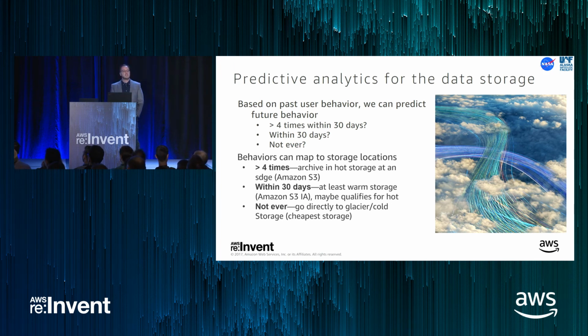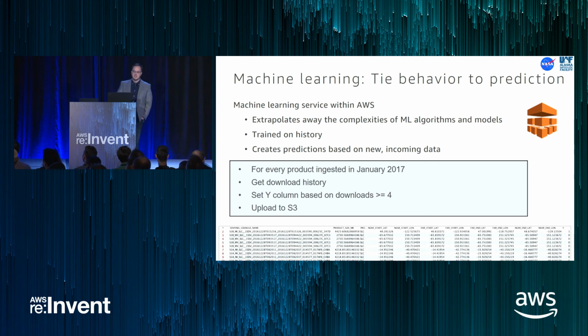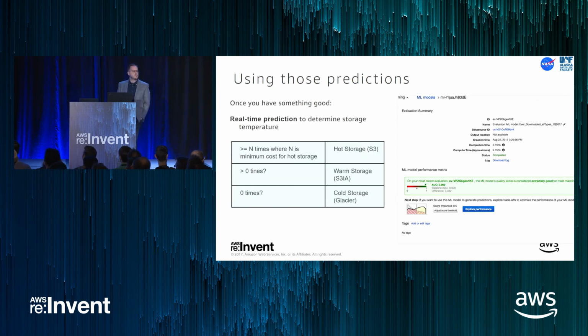We talked about that, and we said, OK, could we predict this based on current usage? So we leveraged AWS's machine learning infrastructure. We didn't do custom model development and fire up TensorFlow. We leveraged AWS's managed service for machine learning. And what we did was we put all the records for products ingested January 2017, pulled their download history, and set the training column, basically just looking at the classifier: was it used more than 4 times in that month. So that puts together this massive spreadsheet of everything we could grab easily. Looking at product ID, size, acquisition start and end, spatial bounds, just throwing together all of the easy metadata we could get, along with whether this was used or not. And then we fed this through as a training set.